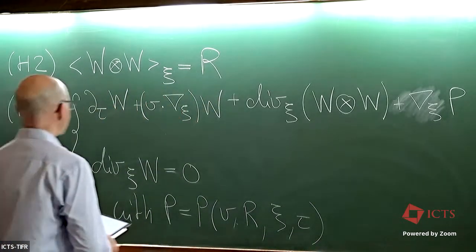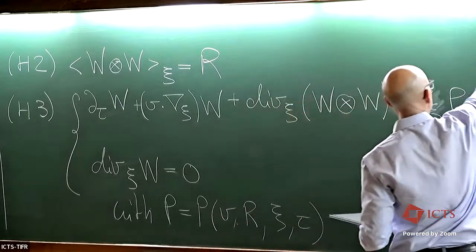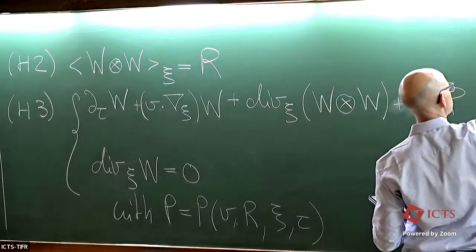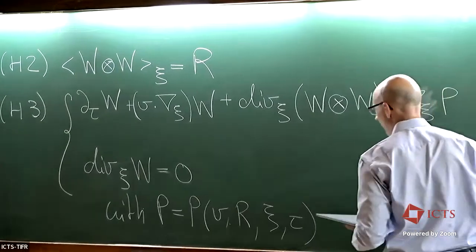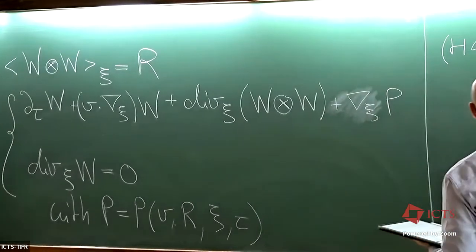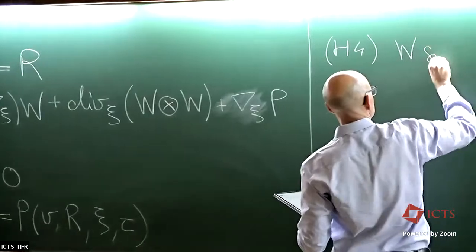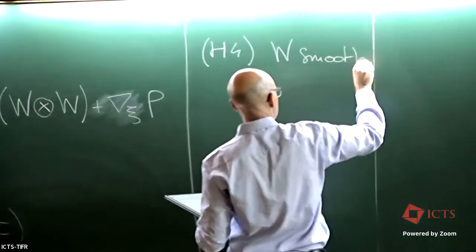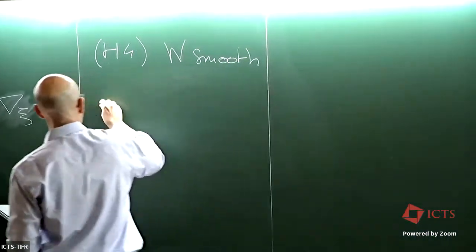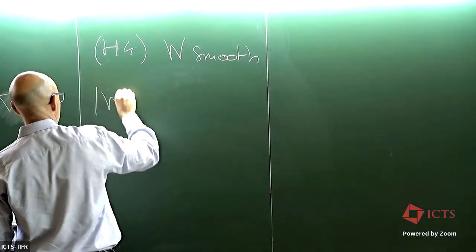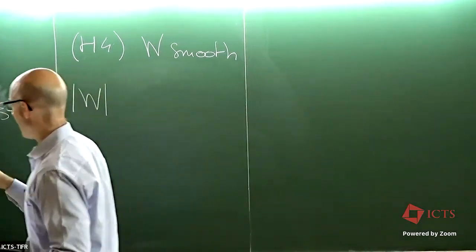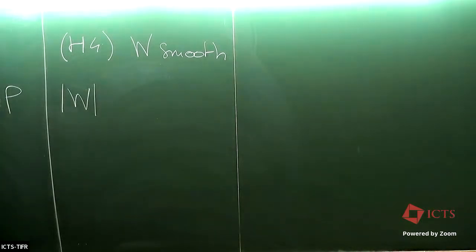And then I want estimates on this guy. So what estimates do I want? Of course, I want w to be smooth. Now, the size of w at a point v, r, psi, and tau, I'm expecting it's going to be roughly the square root of the size of r. This is the only thing which is going to be compatible with the estimates that I have.